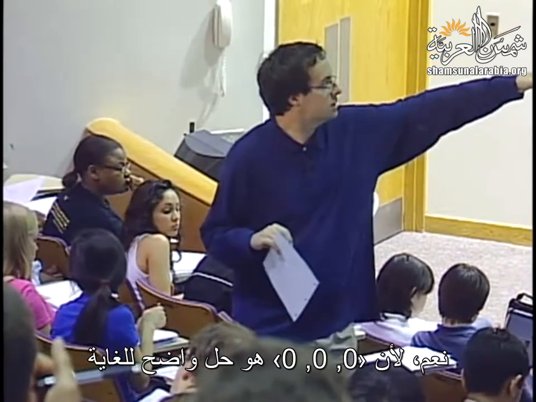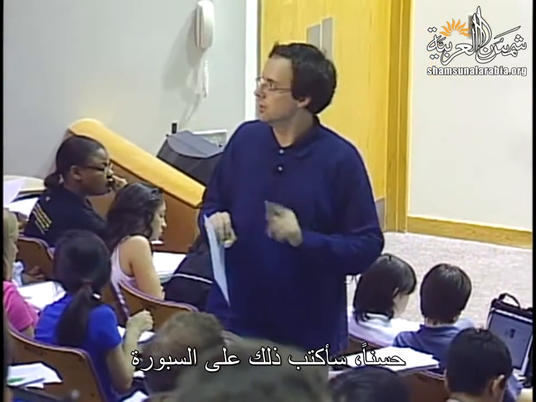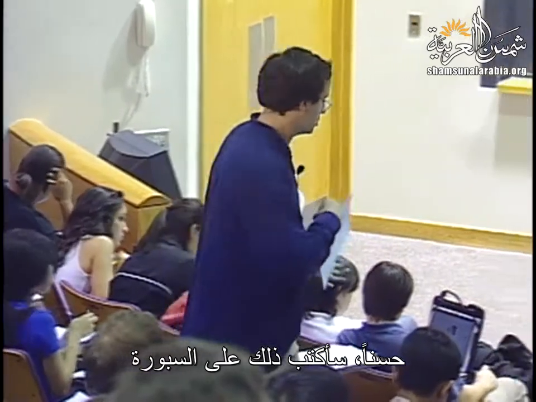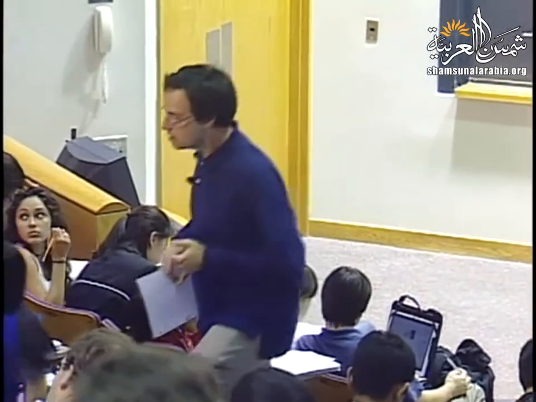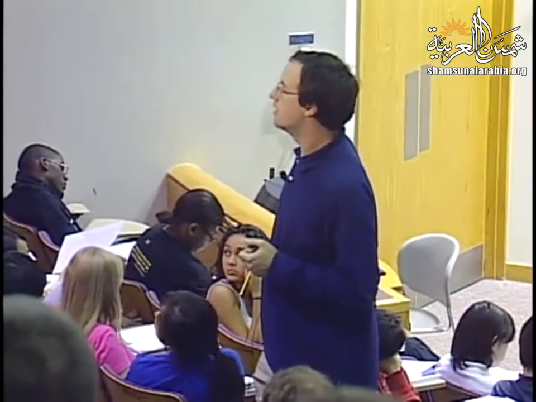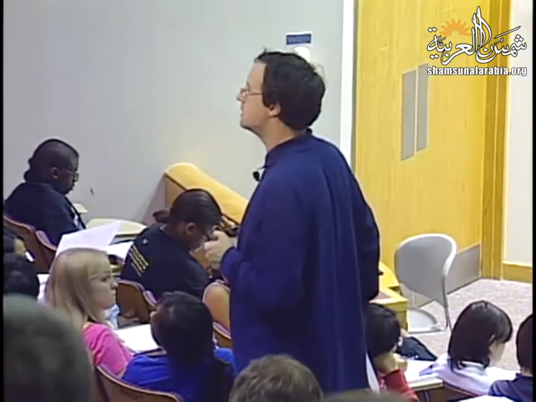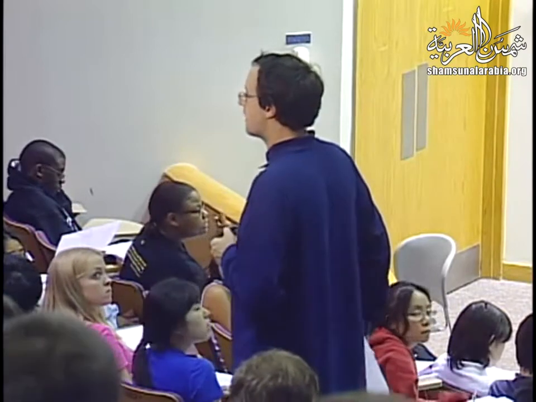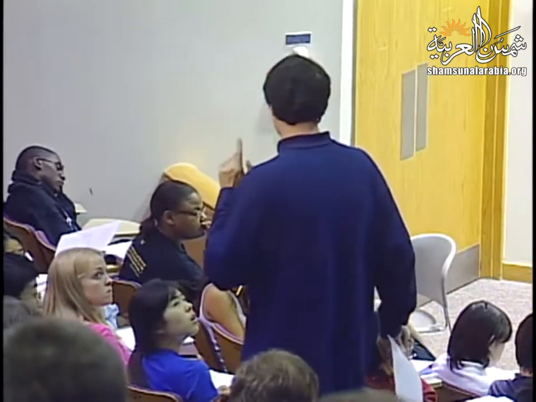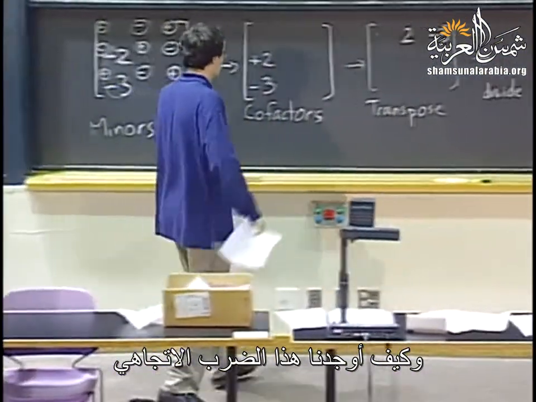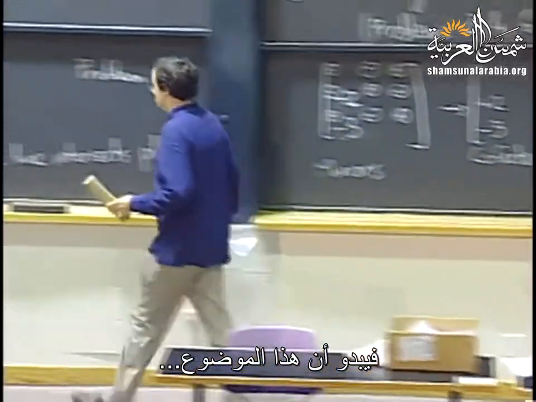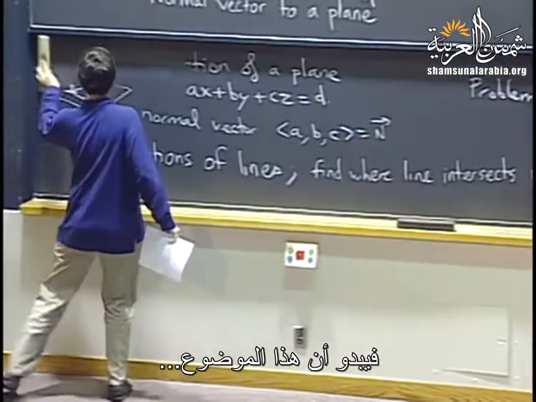We do, because 0, 0, 0 is an obvious solution here. Yes, so maybe I should. Okay, I'll write that on the board. You had another question? The reason you took the cross product is because it's a normal vector. Not quite. Let me re-explain first how we get all the solutions and why I did that cross product.